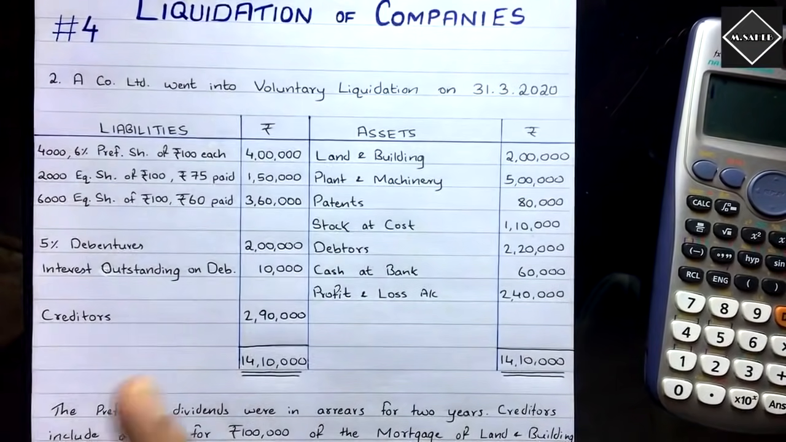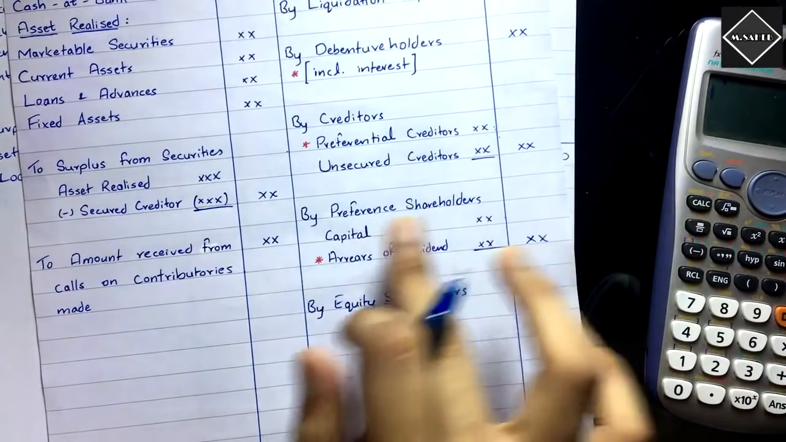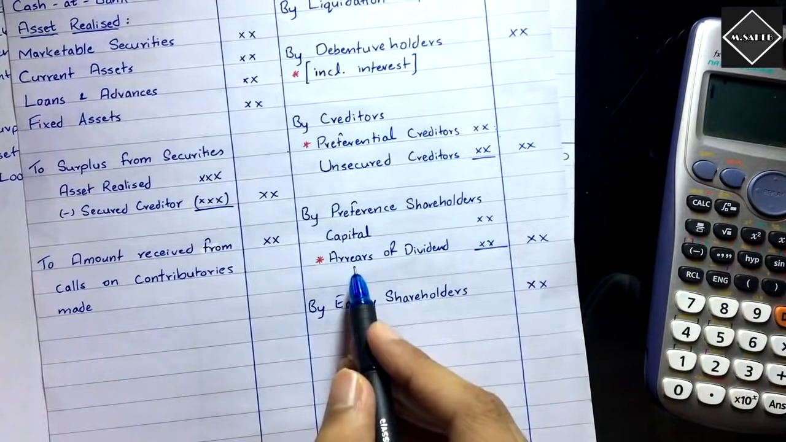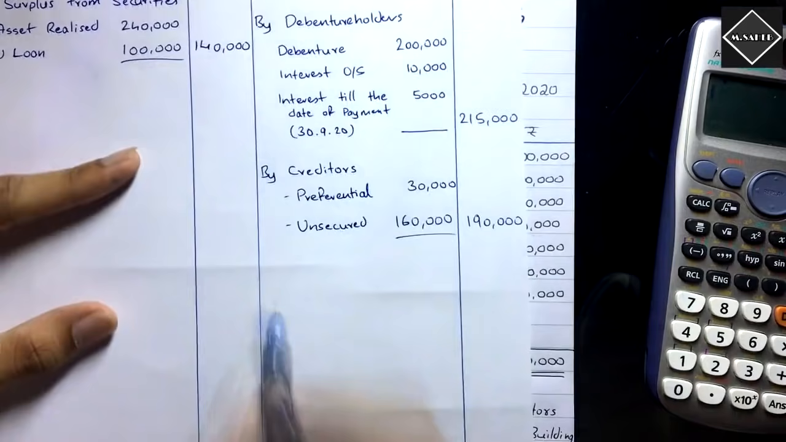So let's take that preference shareholders payment. So how do we take that? See here, it's very simple. See the format, the preference shareholders, you give their capital back and arrears of dividend, right? So that's how you take it. So let's take that.